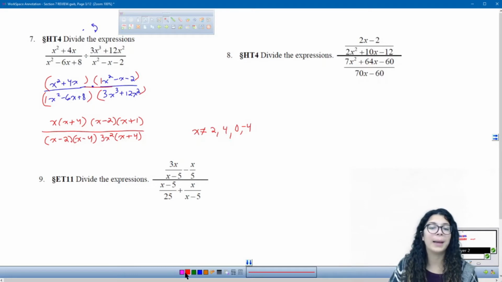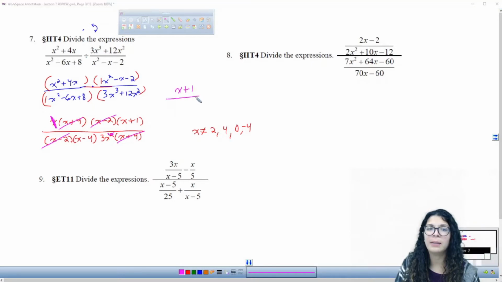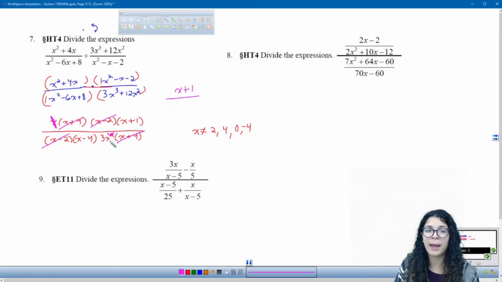And then I can go ahead and cancel out any common factors. So I could cancel out one copy of x here with one copy of x here, which still leaves one copy of x in the denominator. I could cancel out x plus 4 divided by x plus 4, and I can cancel out x minus 2 divided by x minus 2. So in the numerator, all I have is x plus 1, and in the denominator, I have 3x times x minus 4.